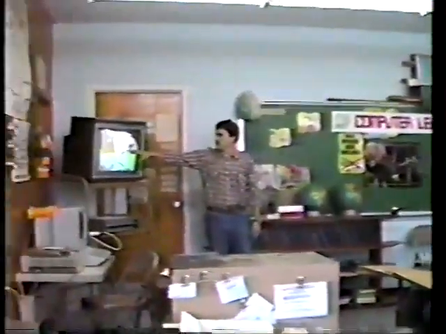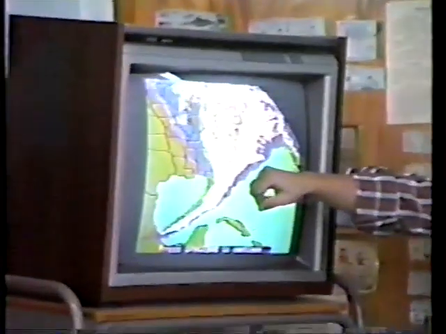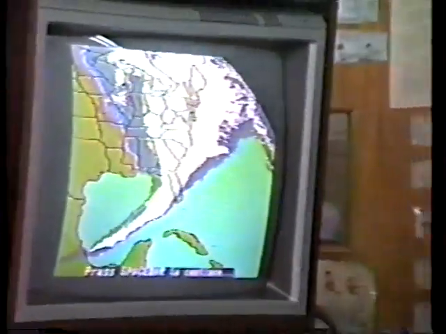Okay, class, with the Weather School computer program, we have a very good satellite image up here of the eastern United States. So let's look at what the weather might be like over some of these states. What would the weather be like over Louisiana? Ruby? What would it be like here? Okay, very good. It would be clear.